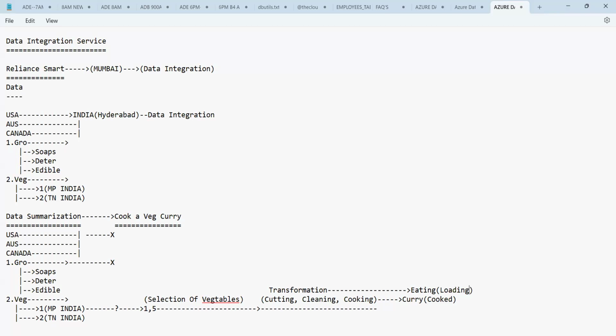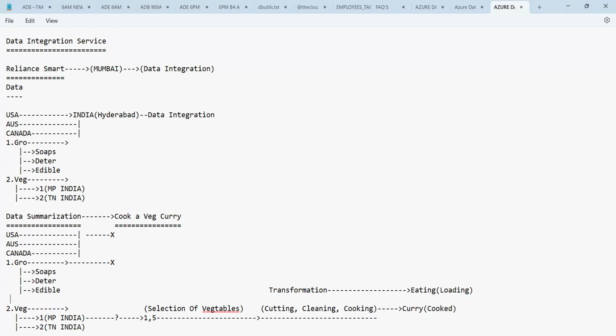In the same way, guys, the same logic is applied on data as well. Whereas the selection is called extraction, extraction of data. And transformation is the transformation of data. And the next one you've already heard, guys: loading is the same. Loading of the data.